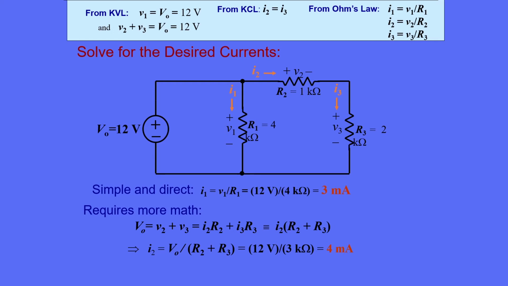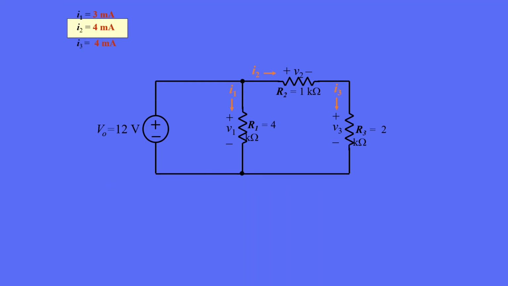Note that we could have found this result in another way by simply viewing R2 and R3 as a series combination of resistors equal to 3 kiloohms. We know that the voltage across this equivalent resistance is 12 volts. We'd arrive at the same value for I2. Finally, we use our knowledge of KCL to find the value of I3, which has to be the same as I2, 4 milliamps. We're done with the problem. We've met our objective. Let's use these answers to find out some other things about the circuit.